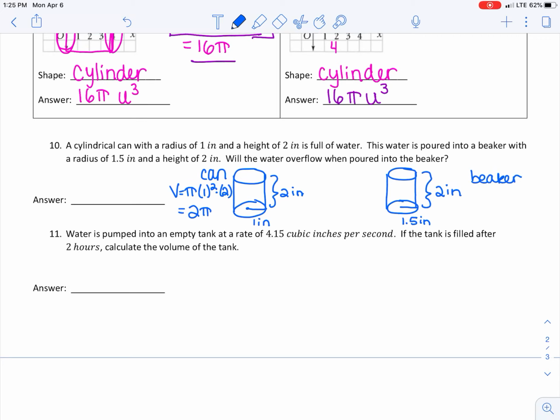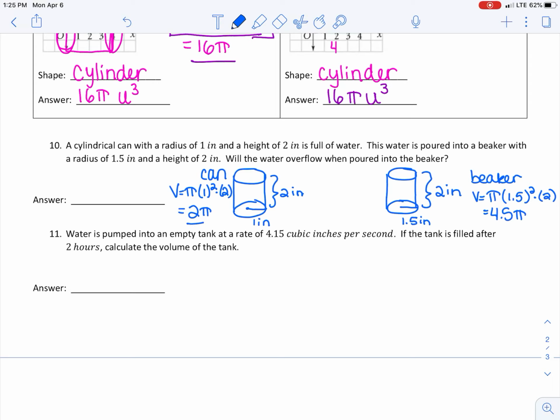Okay, the beaker is volume equals pi times our radius, in this case 1.5 squared, times our height of 2. Okay, so you want to take that 1.5 and square it. So 1.5 times 1.5 gives us 2.25. And then times that by our height of 2 as well. And that's going to give us 4.5 pi.